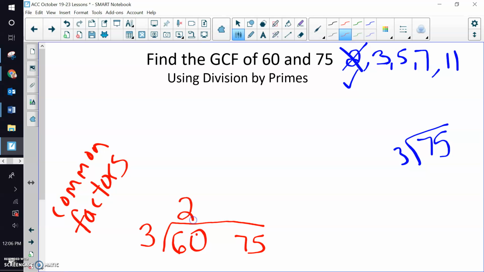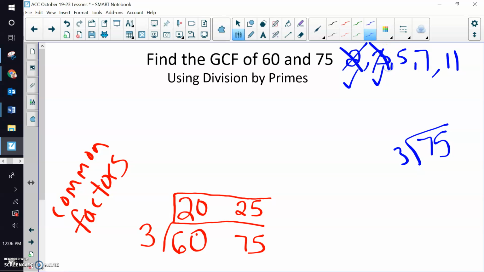So we would go through our division process here. 60 divided by 3, 75 divided by 3 is 25. And then we would build our next layer here: 20 and 25. I'm questioning, can they be divisible by 3? Well, no, 3 is not a factor of either one of those.